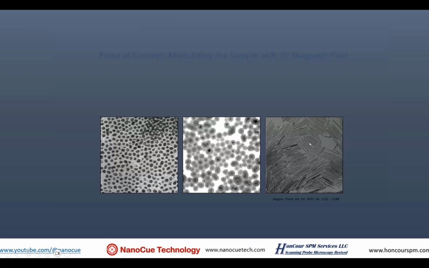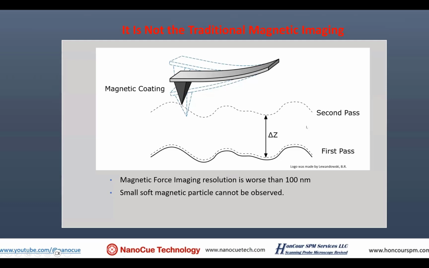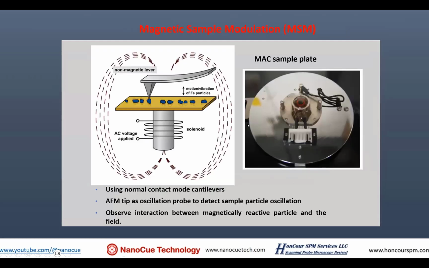Before I talk about magnetic sample modulation, I will mention that this is actually not MFM. We're not detecting the magnetic domains or magnetic field. We're actually detecting magnetic response. Some of the soft magnetic materials do not have a magnetic field. However, they will have a magnetic response. So it's not MFM. It is magnetic response.